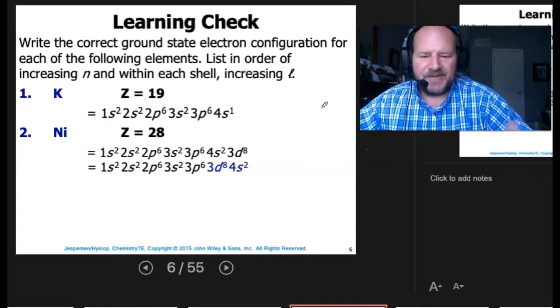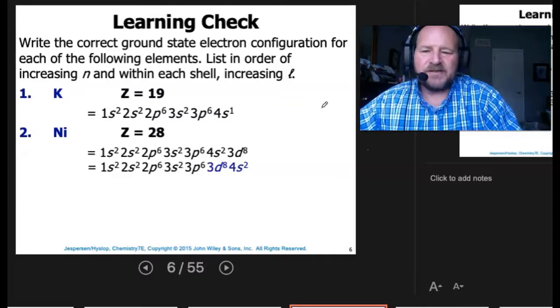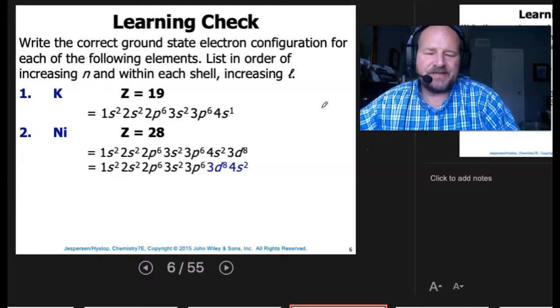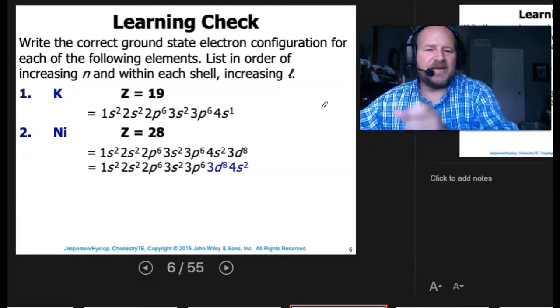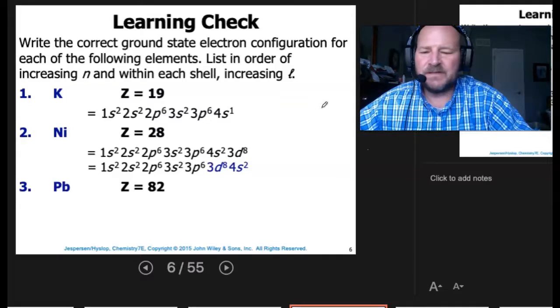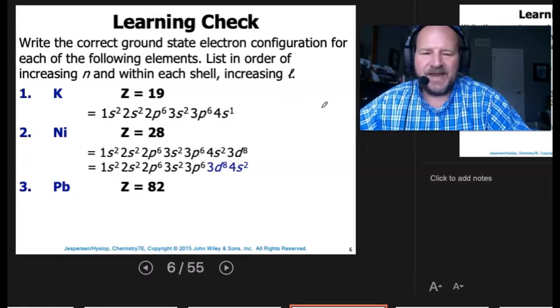It is proper notation to keep the energy levels together. So a lot of times you'll see people do this where it goes 3s2, 3p6, 3d8, 4s2. Again, linking it by the energy level. All right, how about lead with 82 electrons? Again, you might want to pause, give that one a try. Don't forget your f orbitals down at the bottom.